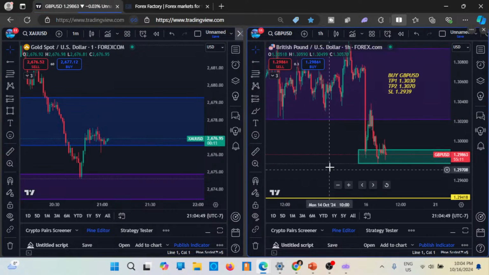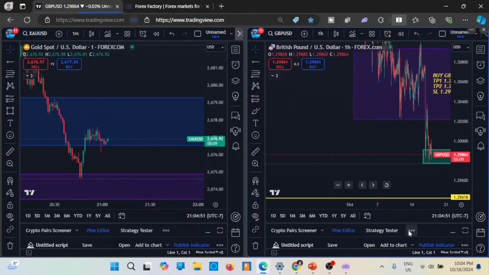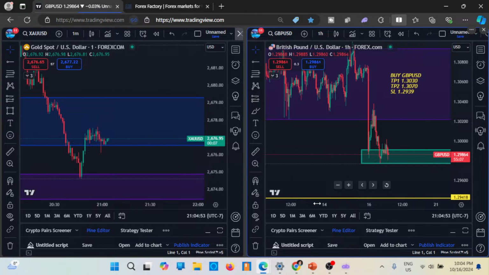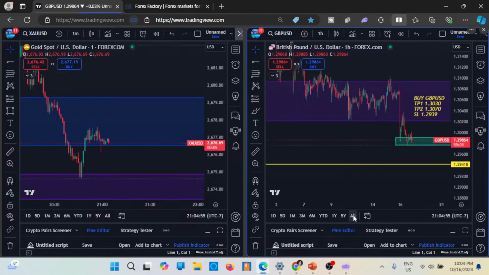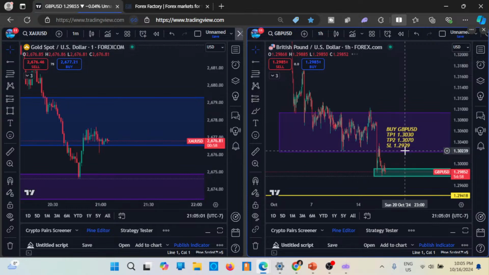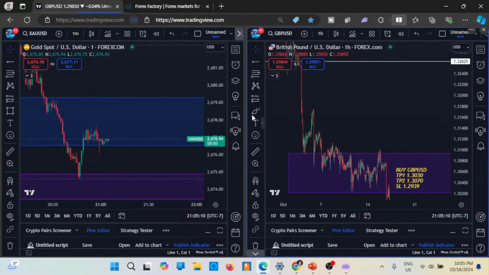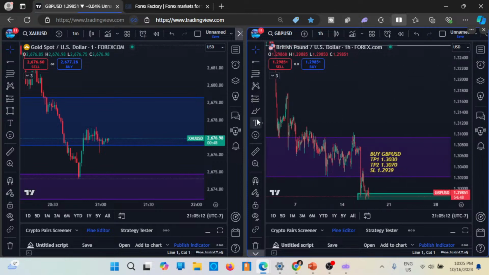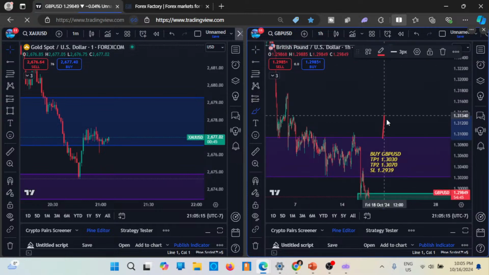GBP here is in a downtrend. I analyzed this earlier. It is in a downtrend, and our current resistance right now is between 1.3023 and 1.3094. We are in a downtrend. In order for this downtrend to be over, we need a 1 hour candle close above 1.3094.